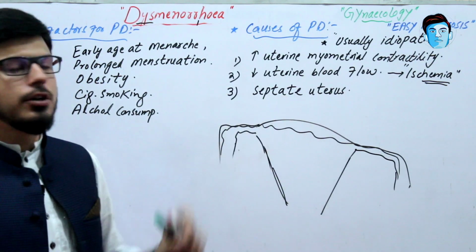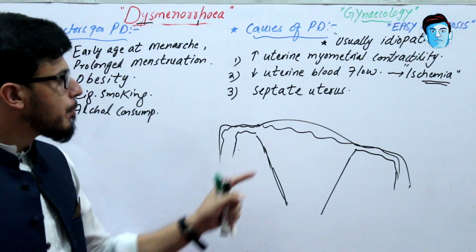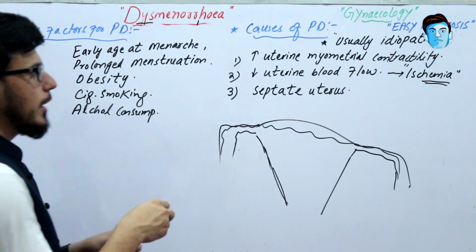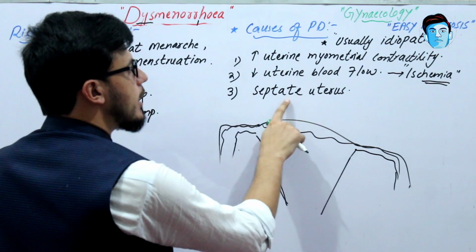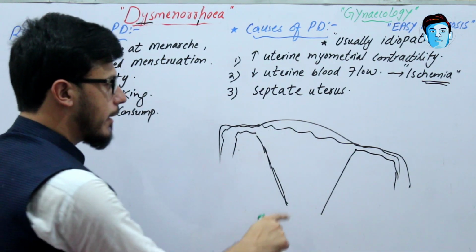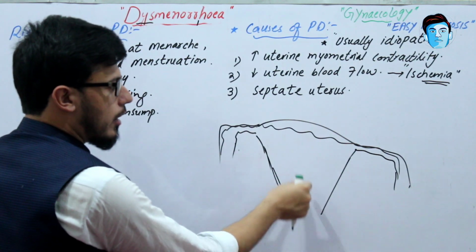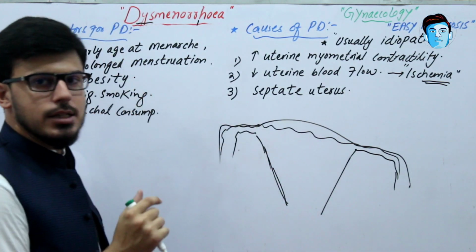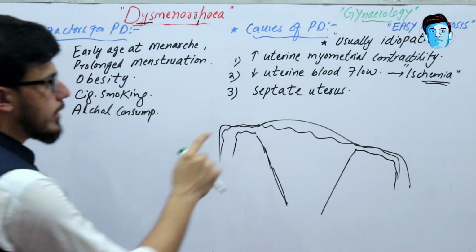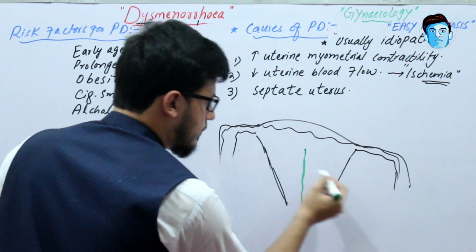Now in septate uterus, a septa or membrane is formed in the mid area of the body of the uterus. Please pay attention to this point. The septa is formed in the body of the uterus. It is not lying within the fundus of the uterus, nor within the cervix or neck of the uterus.